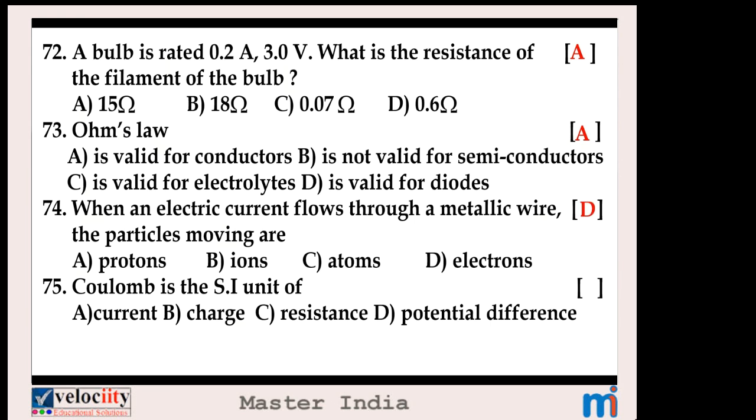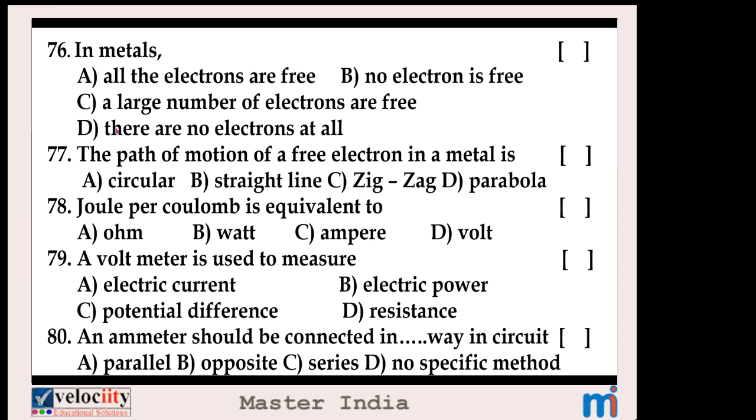75. Coulomb is the SI unit of A. Current, B. Charge, C. Resistance, D. Potential difference. Option B correct. Charge.